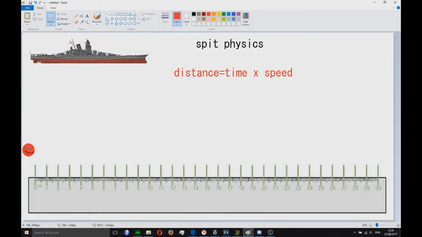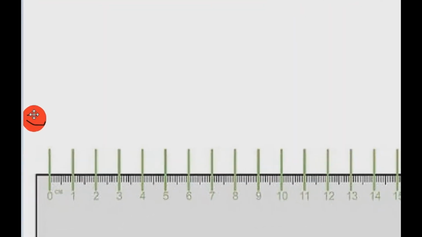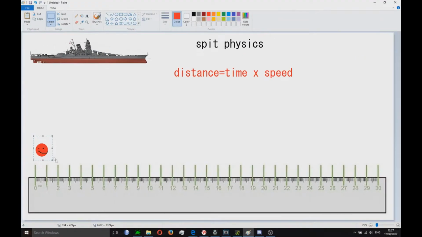So here he is at the start, and watch this for 1 second. That was cool, right? So we knew he was moving at 1 centimeter per second, and he only moved for 1 second. So that means that, yeah, he moved 1 centimeter.